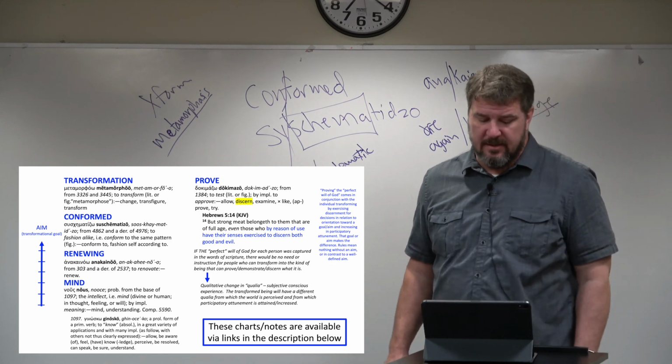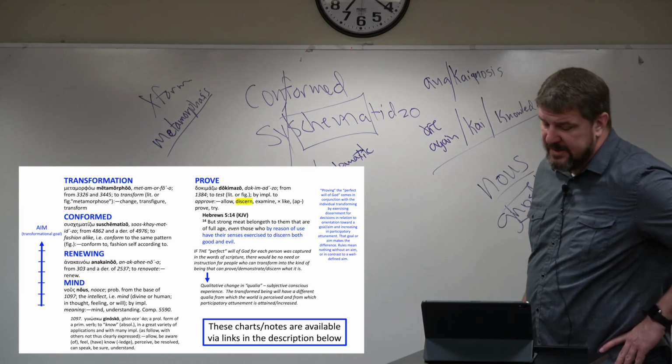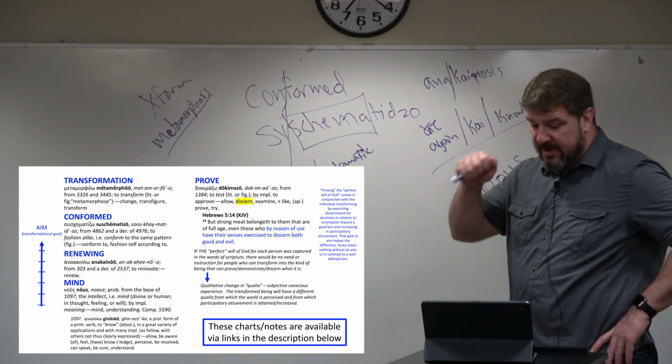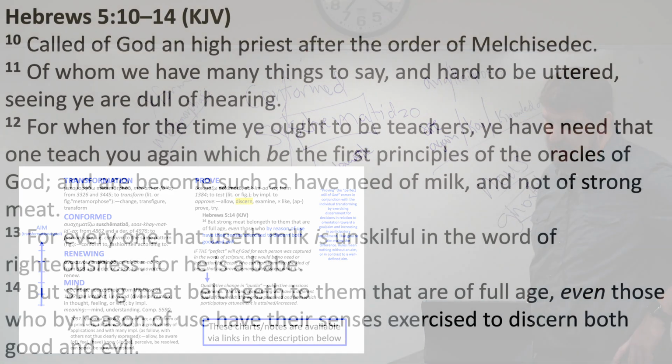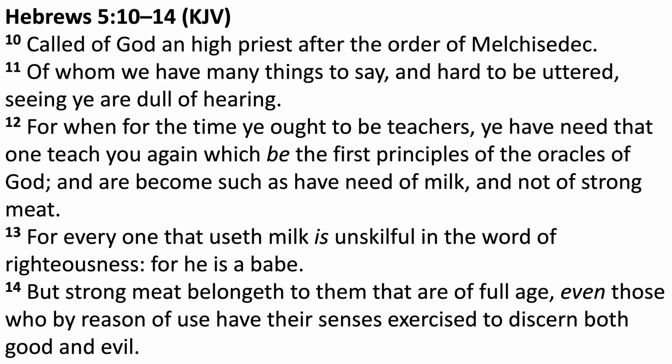If you look in verse 10, he starts talking about this guy named Melchizedek. Well, he's been talking about him a lot. He says in verse 11, well, we got a lot of things to say about Melchizedek, but it's hard for me to say them because you guys are dull of hearing. For when the time you ought to be teachers, you have need that one teach you again which be the first principles of the oracles of God. You need to take you back to the waiting room. Stem cell stuff. And are become such as had need of milk and not of strong meat.